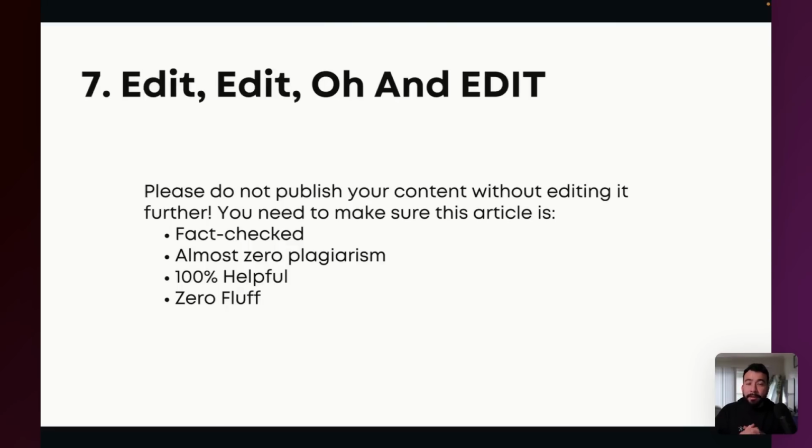You need to make sure that your article is fact checked, because if you're using AI, there could be a lot of mistakes and errors. You're going to want to make sure that there's almost 0% plagiarism, because again, almost everything is kind of copied in a way. There's always going to be some type of plagiarism, even if it's like a sentence, but you want to be below 2 to 3%. You want to make sure that the article is 100% helpful. You want to include zero fluff in the post.